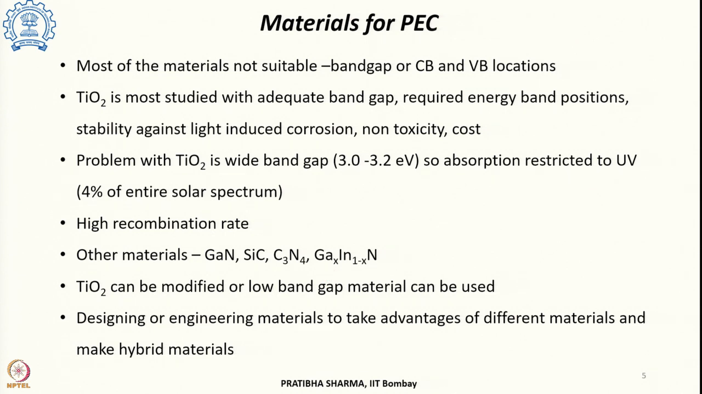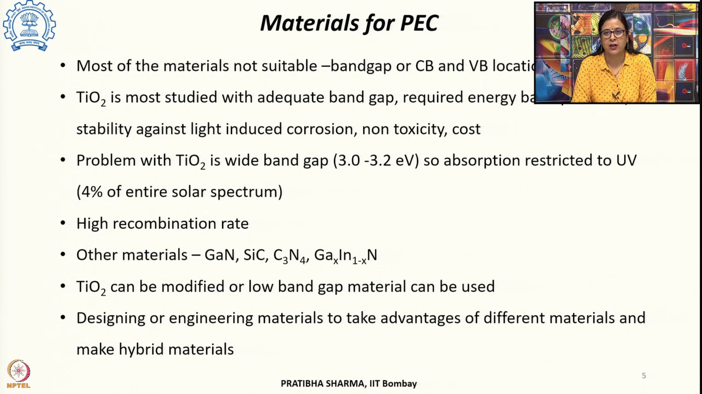Now, the important thing here is that there may be different materials which have different advantages, and if we can make a hybrid material out of that, if we can design and engineer the material so as to take benefit of the advantages of different materials, to make hybrid materials which could provide better efficiency, better stability for electrochemical processes, photoelectrochemical processes, then that is the desired area for research.